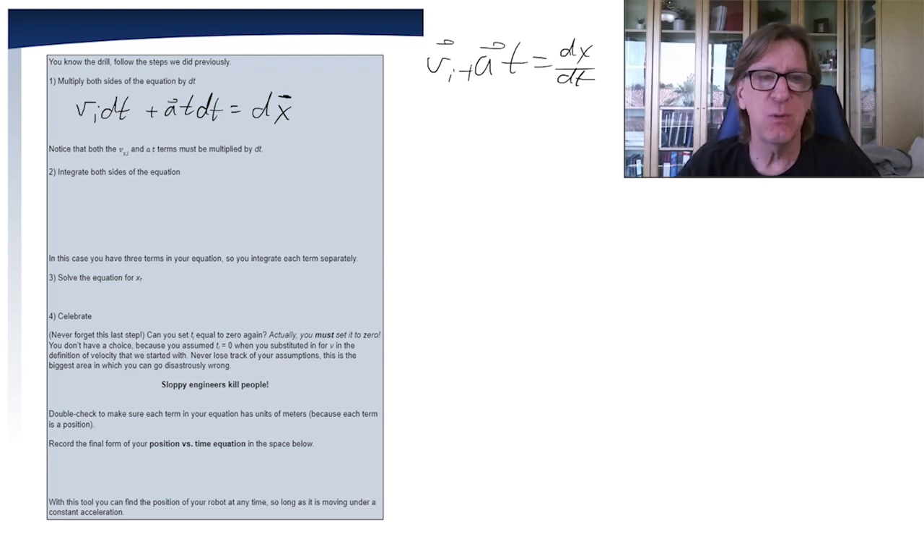Okay. So now we're going to integrate both sides of the equation. So I'm going to get the integral of vi dt plus the integral of at dt is equal to the integral of dx. Is vi a constant? Well, it's the initial velocity, right? And since it's the initial velocity, you can't go back in time and change it. It is what it is. So that is definitely a constant. And so I'm going to pull that out and put it right here.